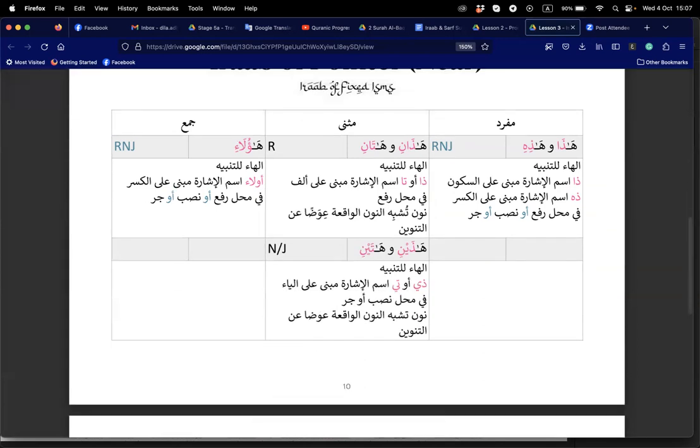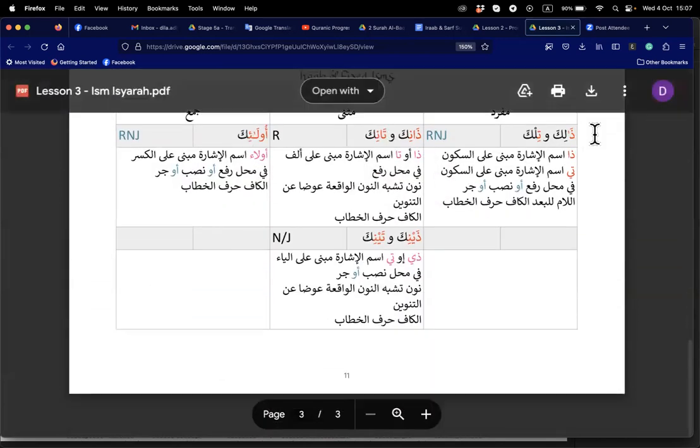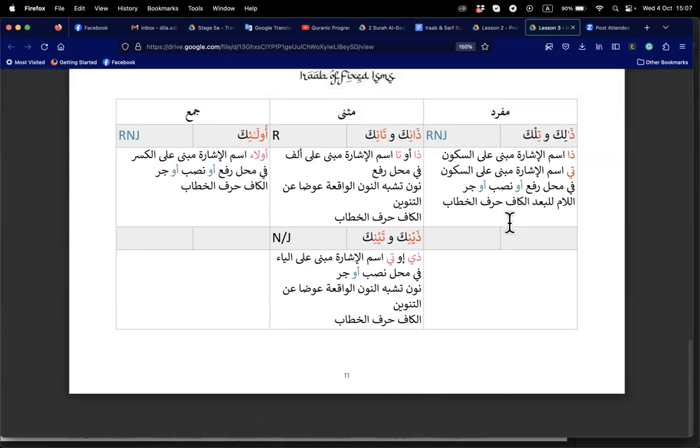Okay. For the singular here, dhalika and tilka. Again, the dha is Ism Isyarah. The ta with a ya is Ism Isyarah. Both will be mabni ala sukun. And then the lam is here. Then you say fi mahali rafa or nasab or jar, and then the role. And then the lam is to point something far. Lam lil bu'ud. Okay. And then the kaf is basically harf khitab, the one you're addressing, from the word mukhatab. Okay, the one you're addressing.